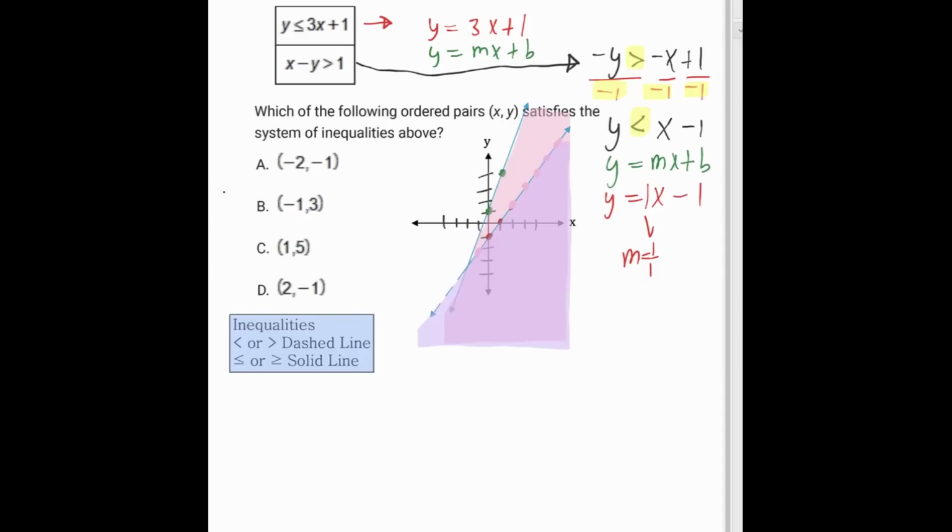Of course, a little more. But which of these points looks like it goes here? So -2, -1, clearly not. -1, positive 3, clearly not. 1, positive 5, clearly not. And 2, negative 1 is clearly in that double shaded region, and that is going to be our answer.